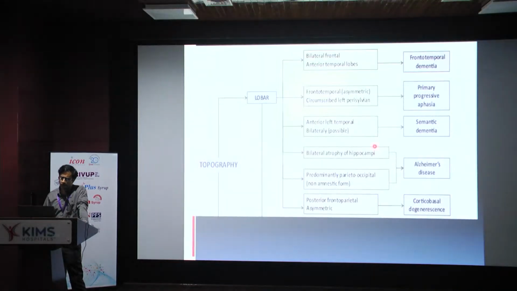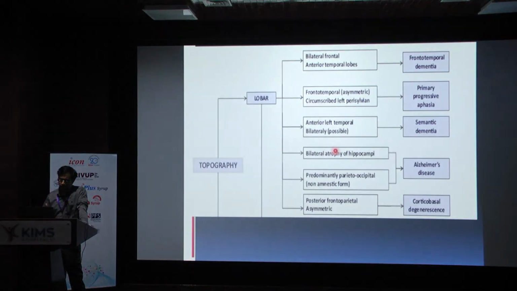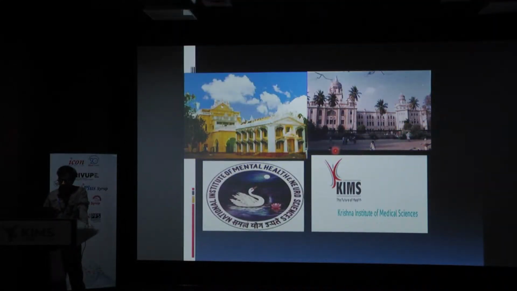And finally, to conclude, we see whether the atrophy is generalized or lobar, and then we apply the various scales, narrowing the differential diagnosis of dementia. So with this, I would like to end my presentation.